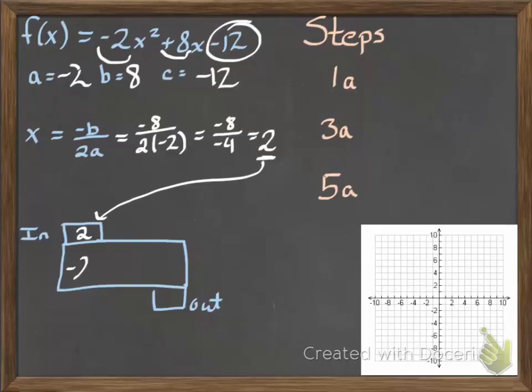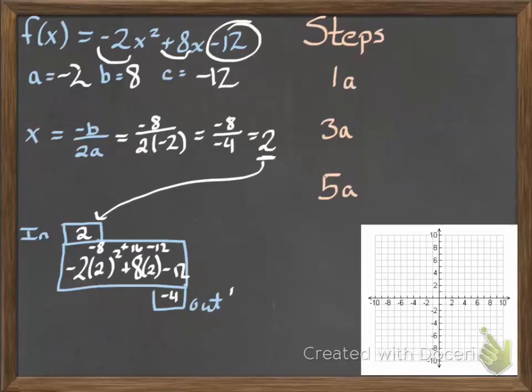So we have a negative 2 times our input squared plus 8 times our input minus 12. So this time our input's 2. So 2 squared is 4. Negative 2 times 4 is negative 8. 8 times 2 is 16, so plus 16 minus 12. So negative 8 plus 16 is 8. 8 minus 12 is a negative 4.